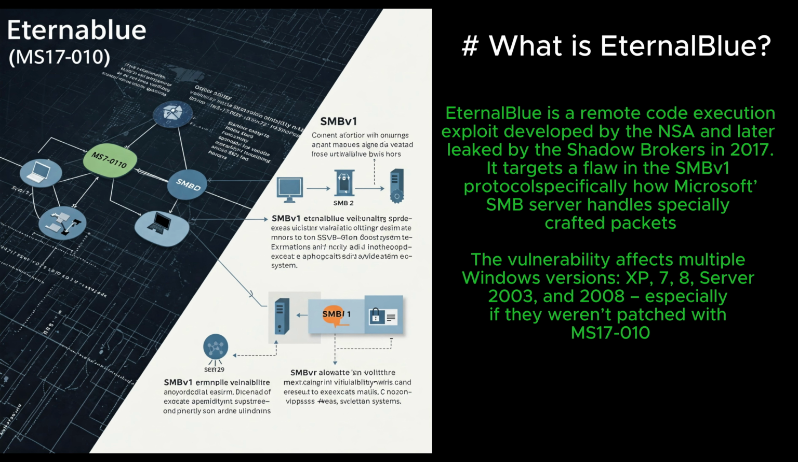What is EternalBlue? EternalBlue is a remote code execution exploit developed by the NSA and later leaked by the Shadow Brokers in 2017. It targets a flaw in the SMBv1 protocol, specifically how Microsoft's SMB server handles specially crafted packets. The vulnerability affects multiple Windows versions, XP, 7, 8, Server 2003, and 2008, especially if they weren't patched with MS17-010.